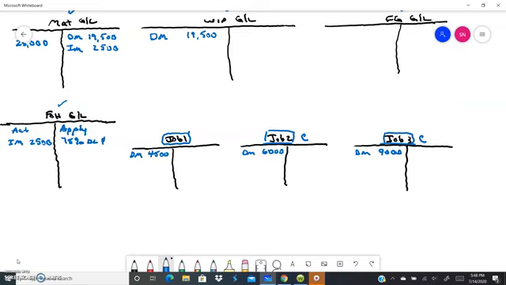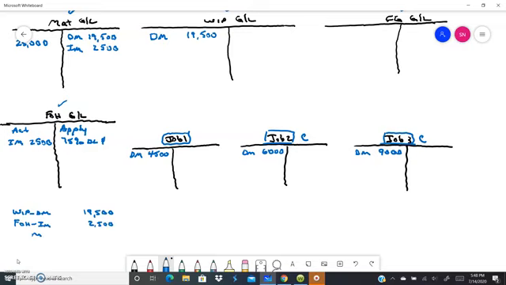We requisitioned a total of $19,500 of direct materials and a total of $2,500 of indirect materials. Now the entry to record this, again we're using our general ledger accounts, would be to debit work in process, and that's for our direct materials, and that would be for the $19,500. We're also going to debit factory overhead. That's for our indirect materials for the $2,500.